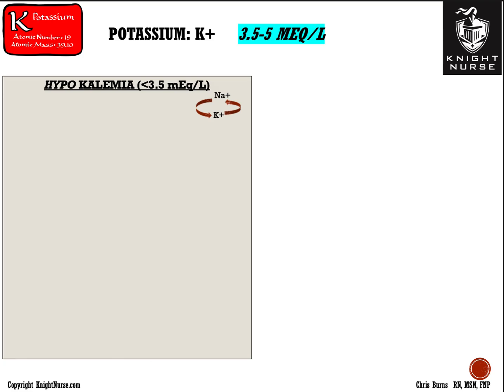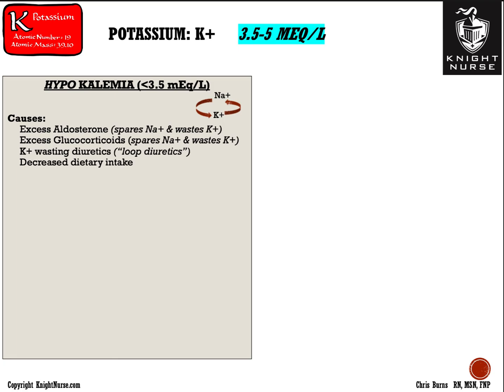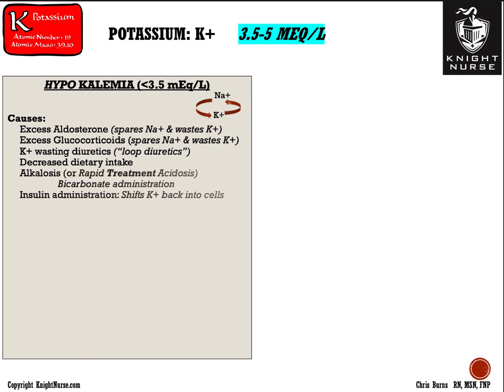So what do we see with potassium abnormalities? Hypokalemia, less than 3.5. What causes it? Excess aldosterone is going to cause more sodium to come in. Potassium will be kicked out. It's a revolving door. Excess glucocorticoids, because glucocorticoids act like aldosterone. So that's as complicated as it gets. Potassium wasting diuretics will dump potassium out, and decrease dietary intake, especially if you're also taking a potassium wasting diuretic.